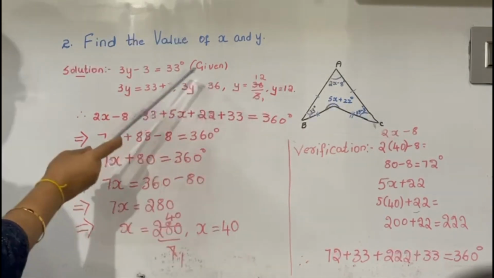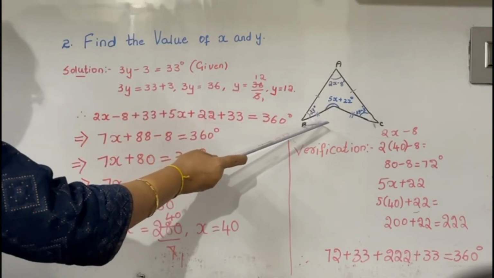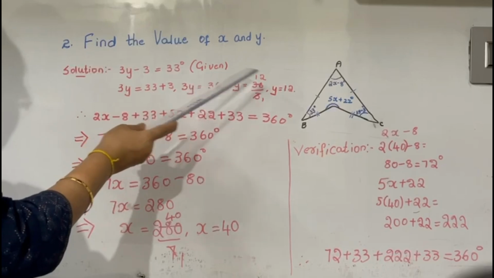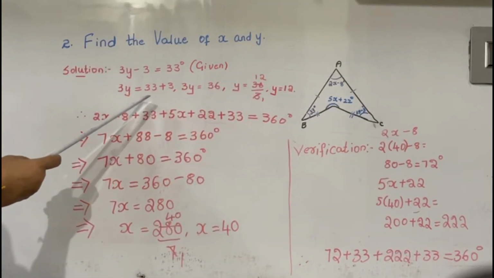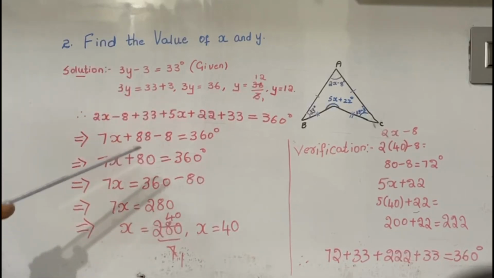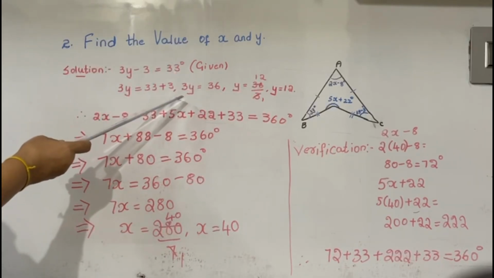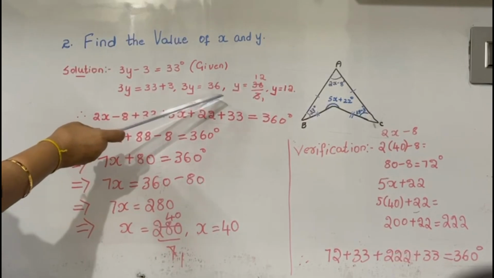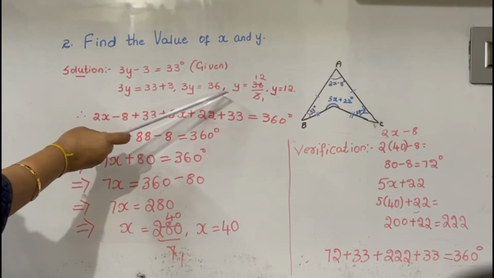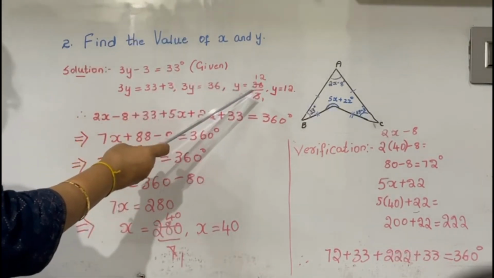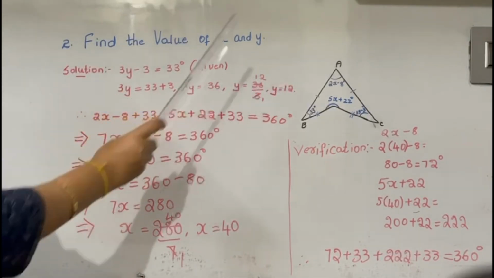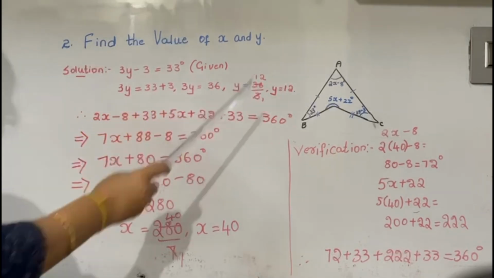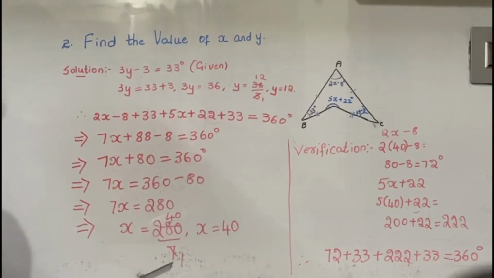3y minus 3 is equal to 33 degrees. It is already given because they both are equal. 3y is equal to, transposing, 33 plus 3. 3y is equal to 36. y is equal to 36 by 3. 3 ones are 3, 3 twelves are 36. Therefore, y is equal to 12.